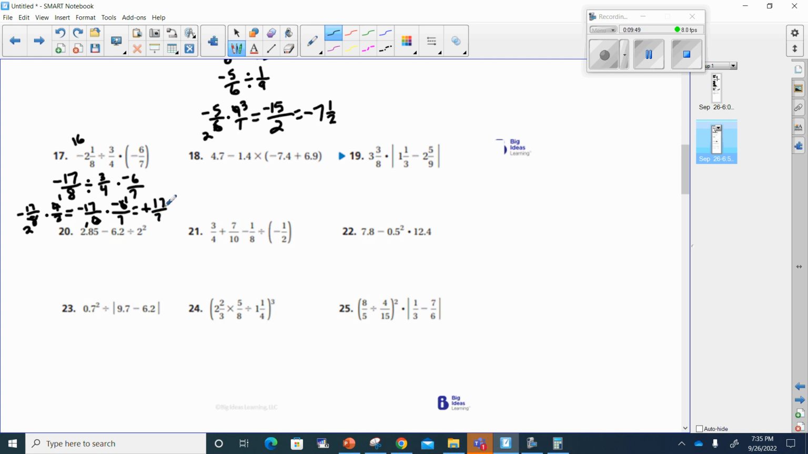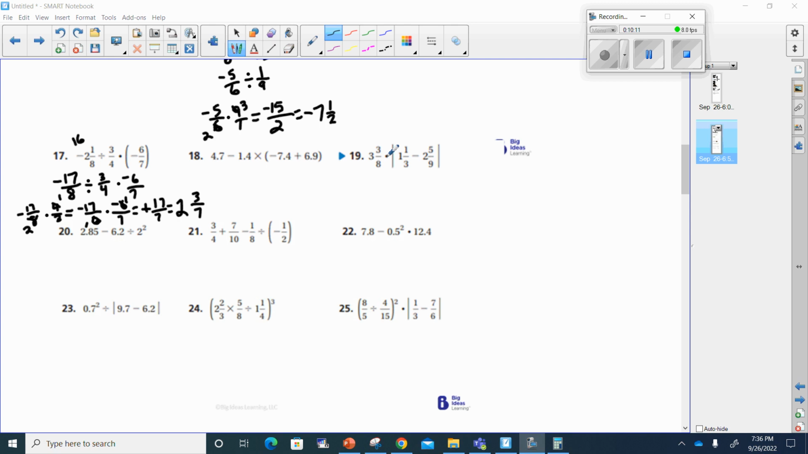And I know 7 goes into 17 2 times. So this is going to equal 2. And that'll leave me 3 because 7 times 2 is 14, and 17 minus 14 is 3. So 2 and 3 over 7. Next, we're going to do number 19.